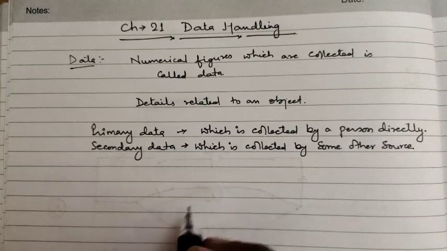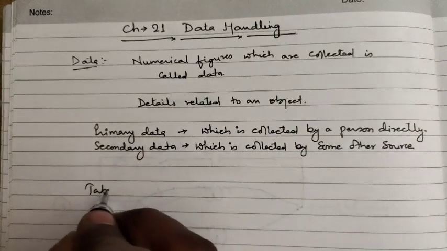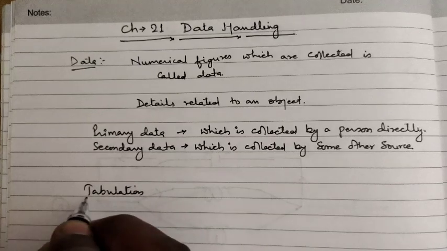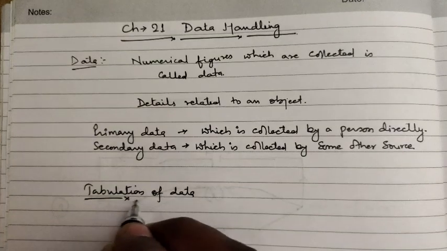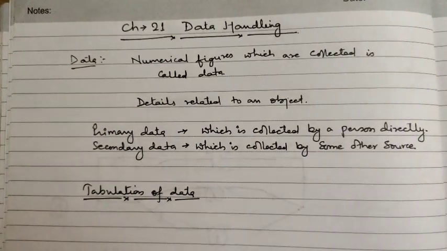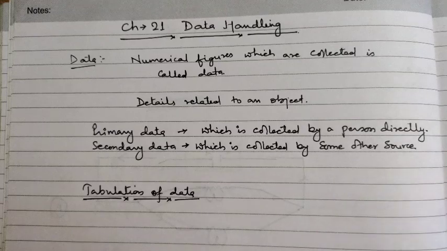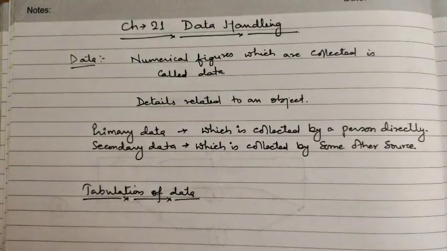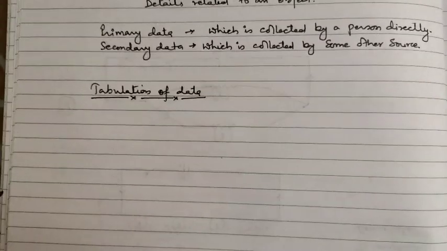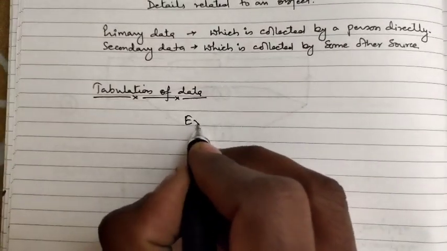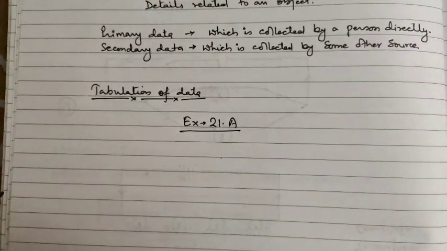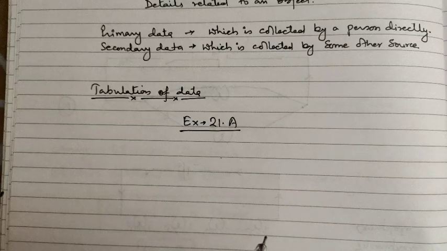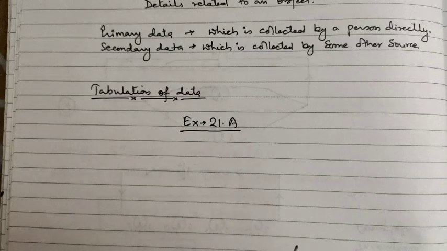Now in this chapter we are going to learn mainly about tabulation of data. It means that we are going to store the data in table form by making a frequency distribution table. Here we will start directly with the exercise, like exercise 21A. The very first question is very easy, you can do it on your own. Some data is given, arrange it in ascending order.